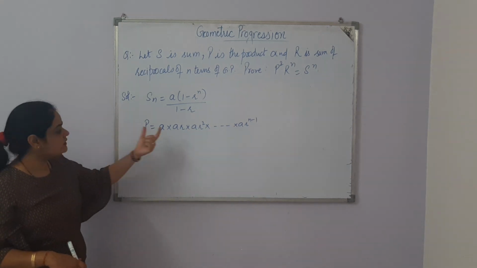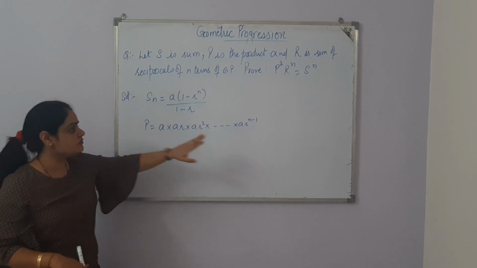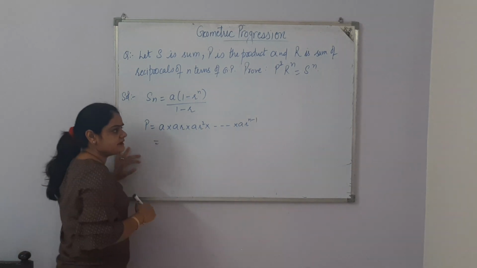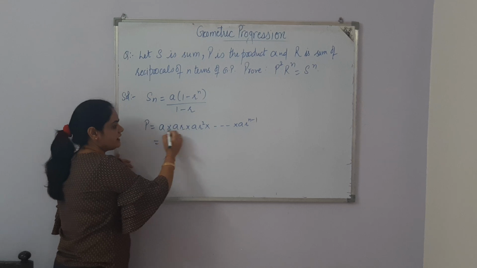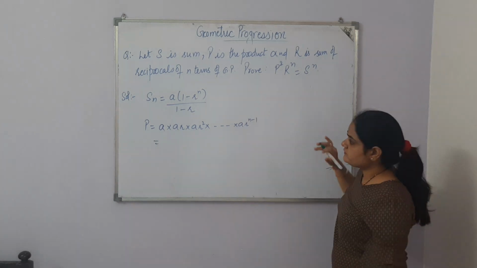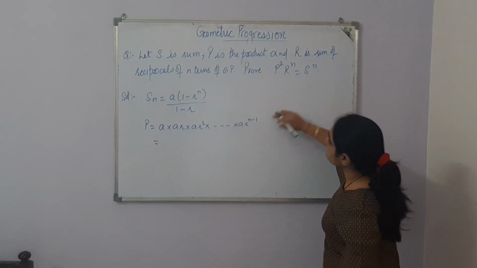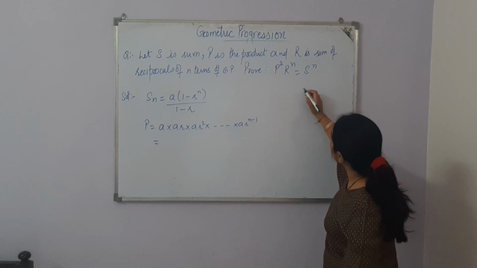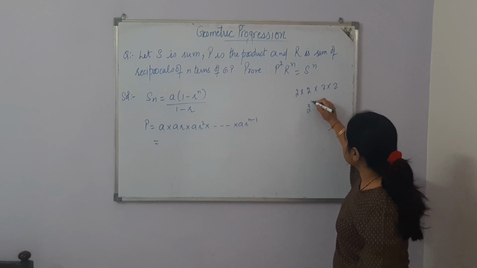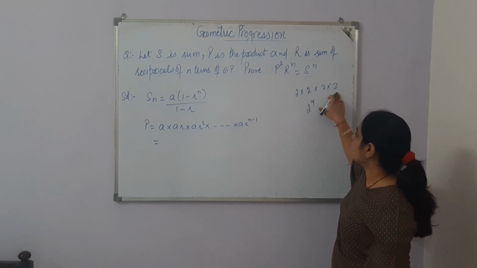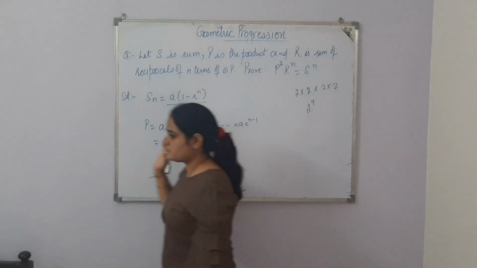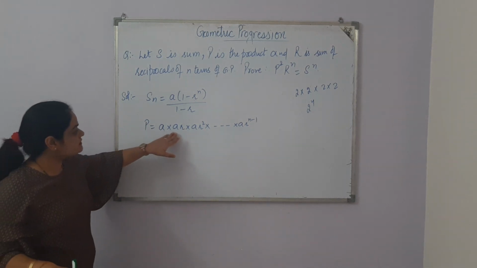In the case of a GP, we know that the second term is ar, the third term is ar square, and the nth term is ar raised to the power n minus 1. Now, a is coming n times. We did the same type of question before. To clarify this step, take an example: 2 into 2 into 2 into 2. So 2 is coming 4 times. Whenever the multiplication symbol is there, the power reflects the number of times it is coming. So a is coming here n times.